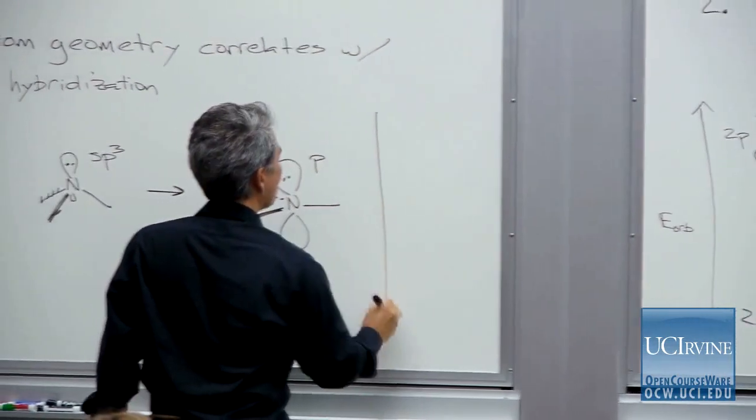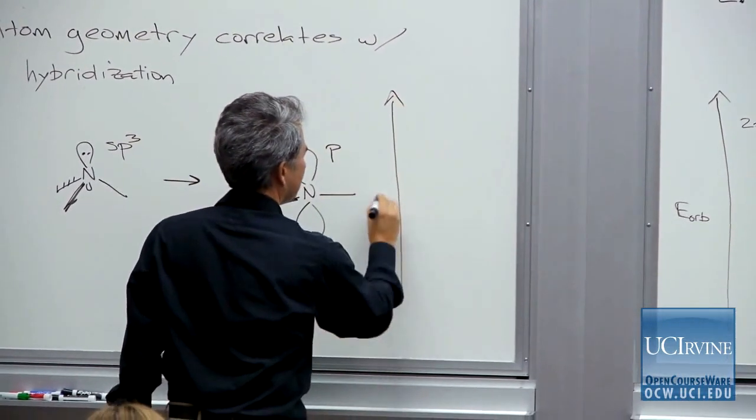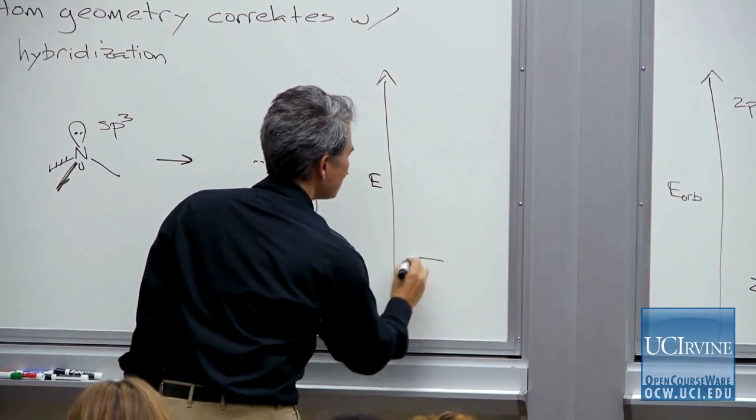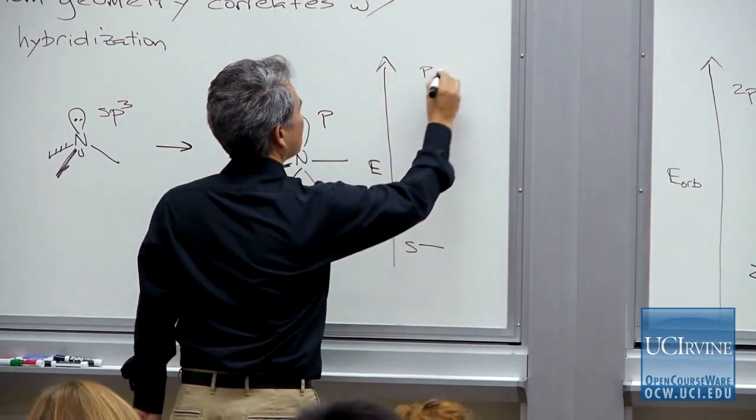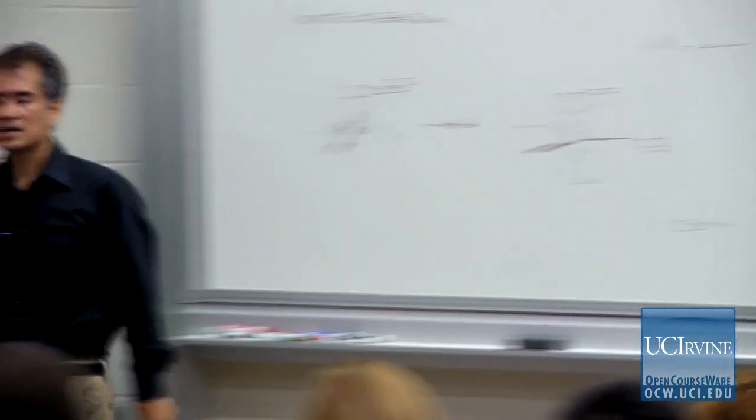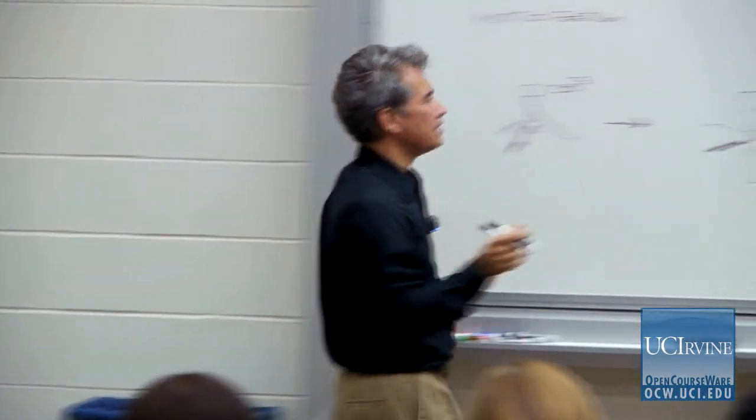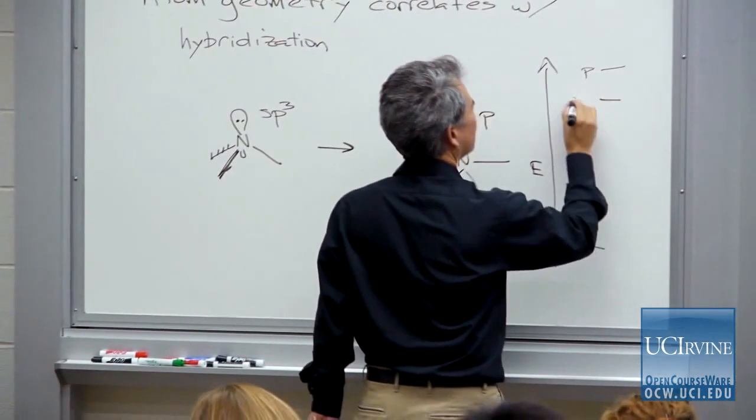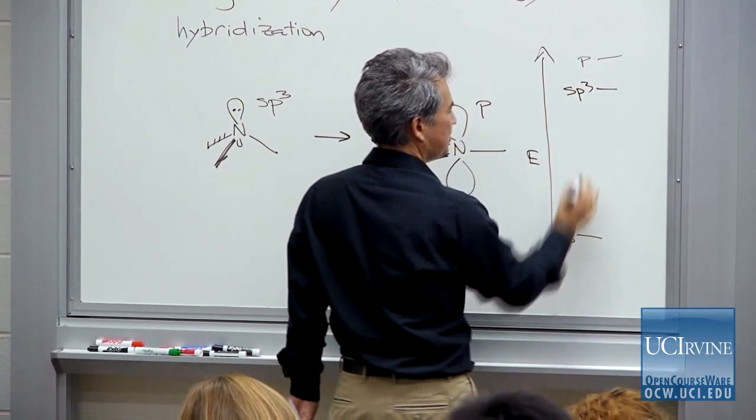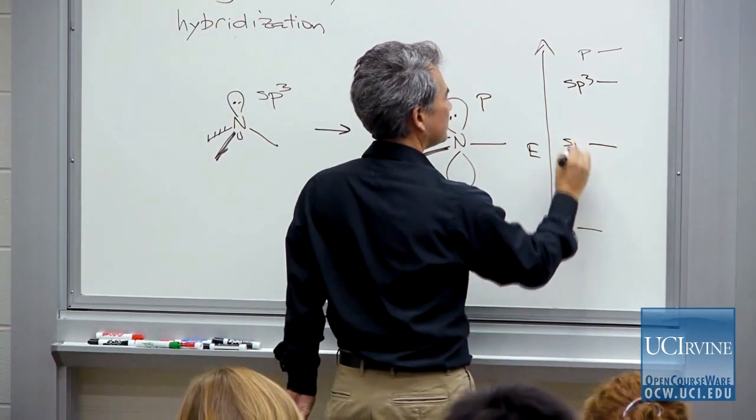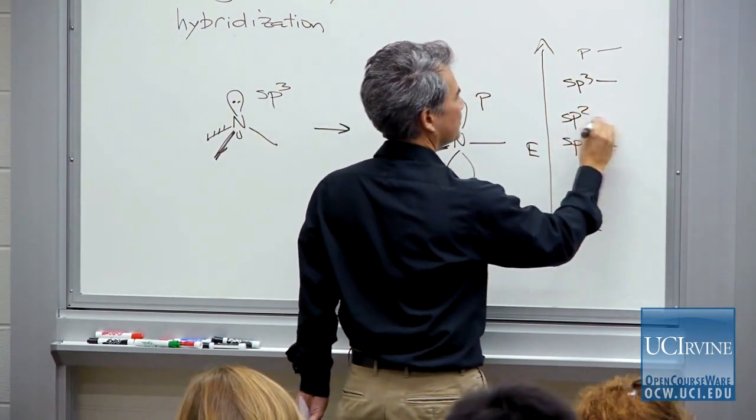Let me try to draw all these on a single diagram so that you can see what's going on. So if I have an s orbital down here and a p orbital up here, sp3 orbitals are lower in energy and p orbitals are higher in energy. sp orbitals are midway in between, and sp2 orbitals are up here.